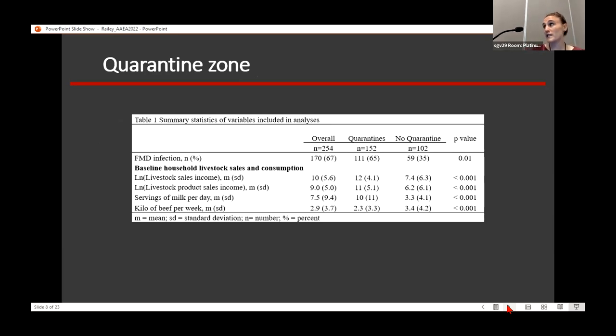Looking just at the very basic summary statistics though, we do see that there are significant differences between quarantine and no quarantine zones, which is going to be problematic as we're proceeding forward to look at the differences. And these are across our variables of interest, and that the households in the quarantine zones appear to be selling more livestock and consuming more milk, but producing or consuming less beef. They also tend to report more FMD infections. However, we do show that FMD was present in all the areas that we're looking at. So more households might have reported it, but it was actually consistent across the regions.